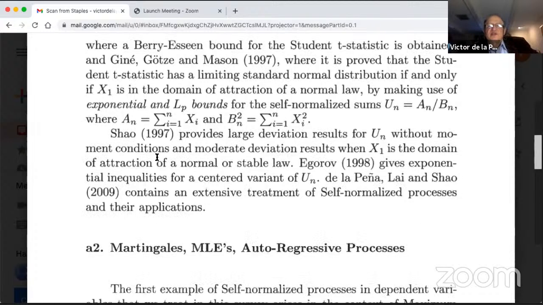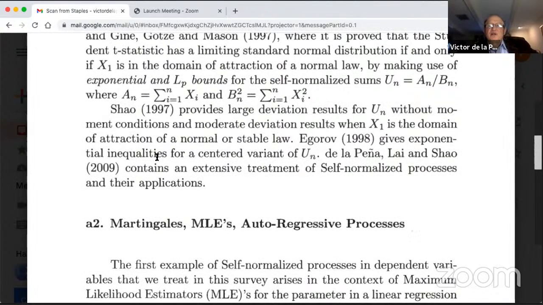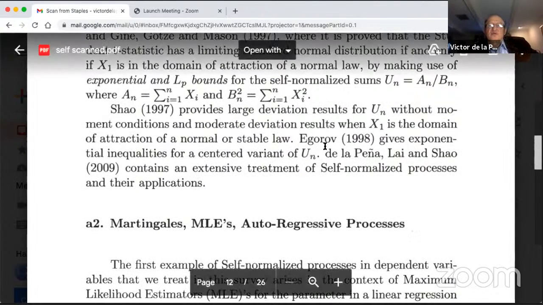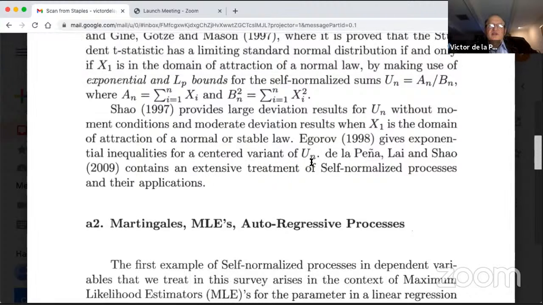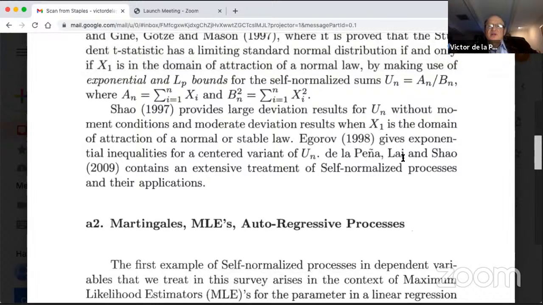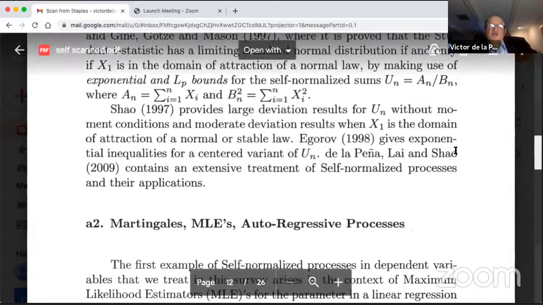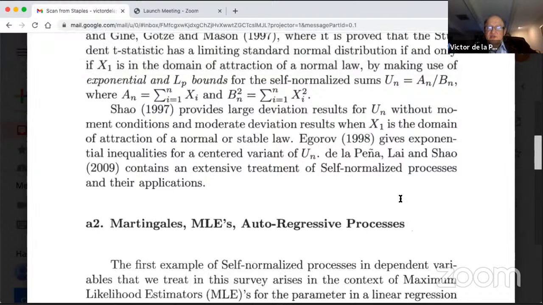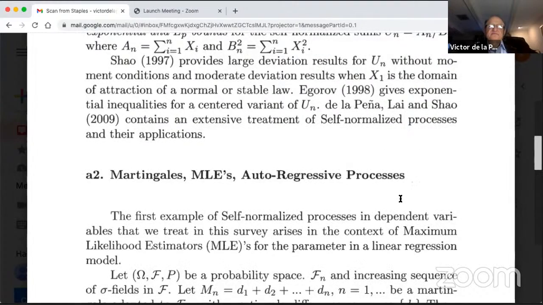Okay, so there's a book. If you want to get a perspective of the theory up to 2009, there's a book by de la Peña, Lai and Shao, published by Springer, which is called Self-Normalized Processes: Limit Theory and Statistical Applications.